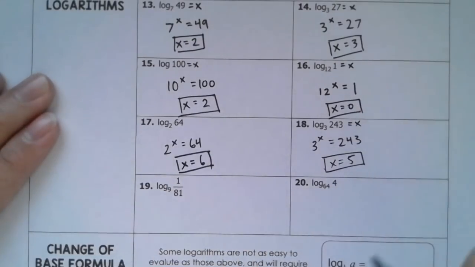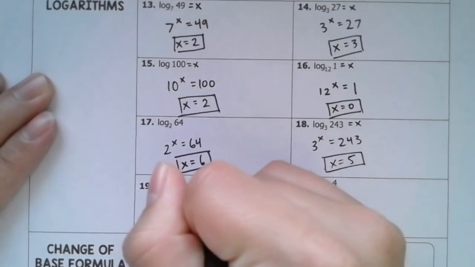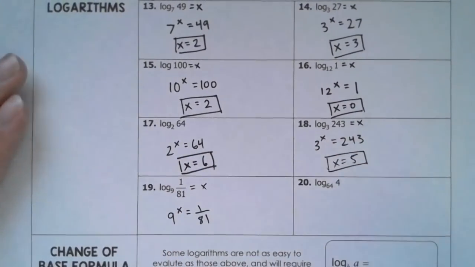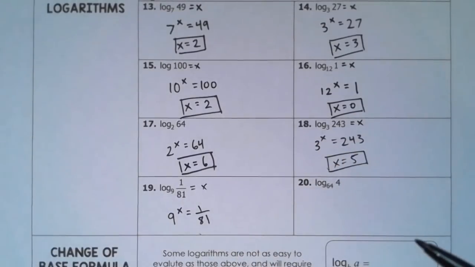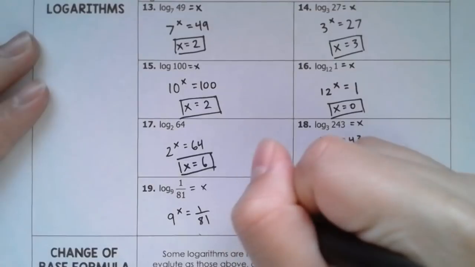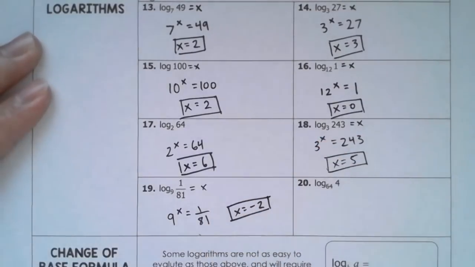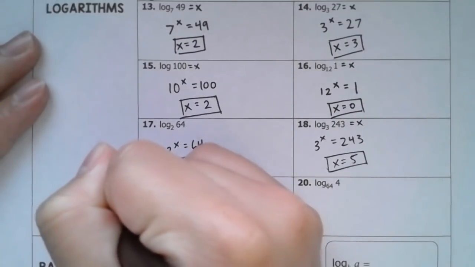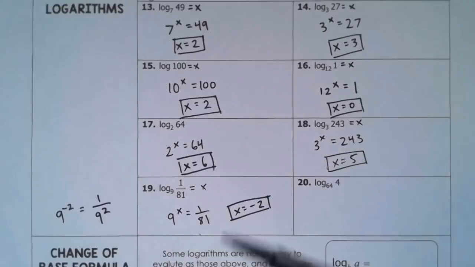Number 19, I have 9 to the x is equal to 1 over 81. I have a fraction here, so I know I'm going to be dealing with a negative exponent. I know 9 squared gives me 81, and since I want it in the denominator, 1 over 81, I'm going to have negative 2 instead. That's because 9 to the negative 2, I can rewrite as 1 over 9 squared, so I don't have that negative exponent, and that's equal to 1 over 81.